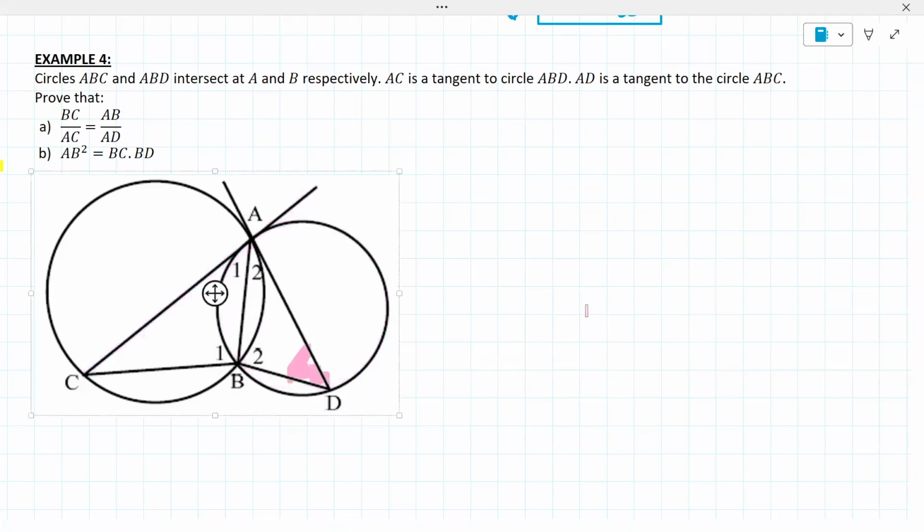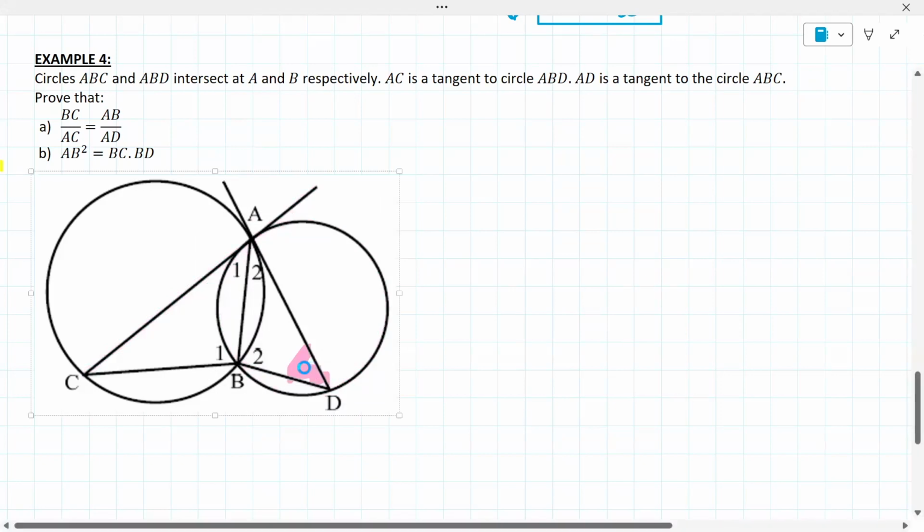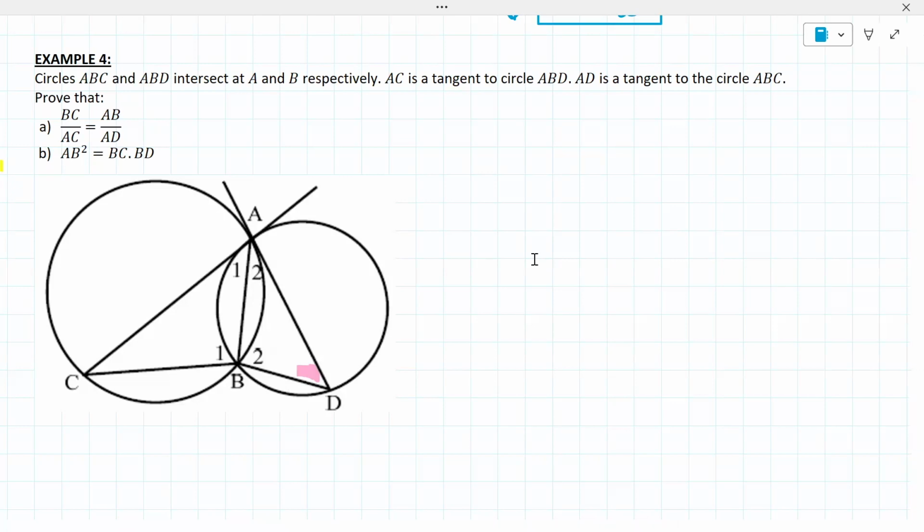Now, the reason these are all important to think about is because if you go and have a look at your question, I'm asking you to prove that a ratio is equal, essentially BC over AC is equal to AB over AD. And I'm asking you to prove something squared is equal to the product of something else. We'll get there. But those ratios automatically should be making me think of similarity.